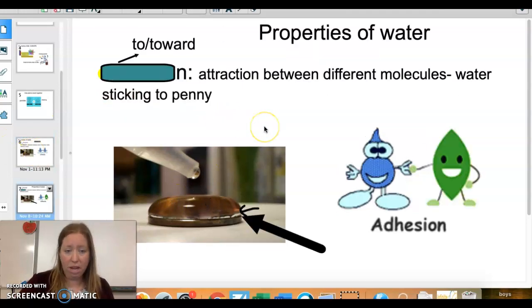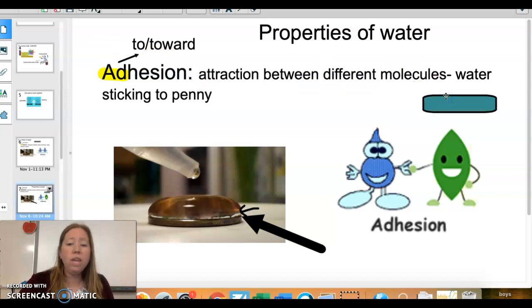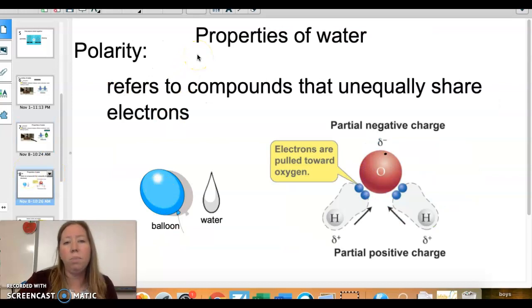Water also has a property called adhesion. Add is a root word you need to know, which means to or toward. So think of water also likes to stick to other elements or atoms or other things. If you notice right here, sometimes the water can slightly hang over the side of the penny. It's because the water not only likes to stick to itself, but it also likes to stick to the penny. So water also likes to stick to other things, and that's called adhesion. All right, so we had this big word called polar or polarity, and that's a really big deal with water.